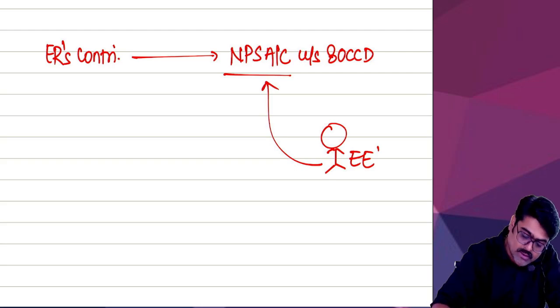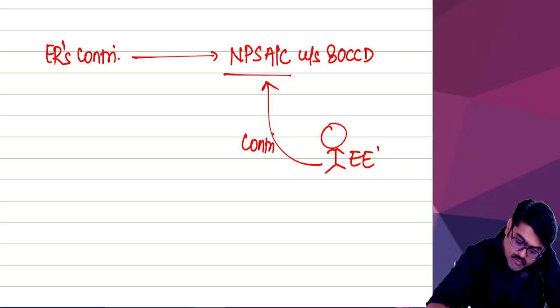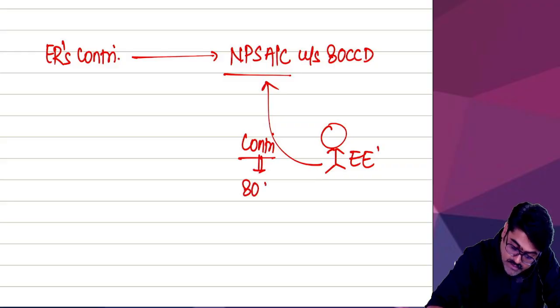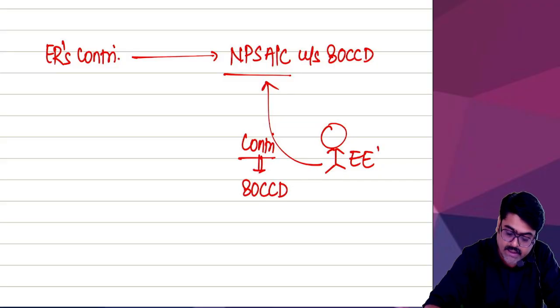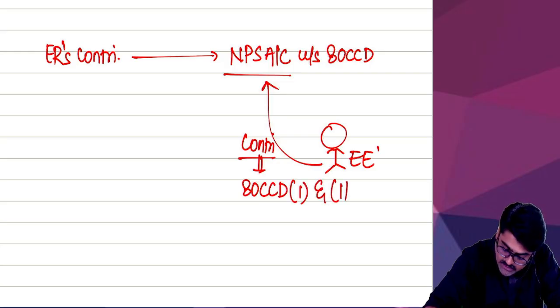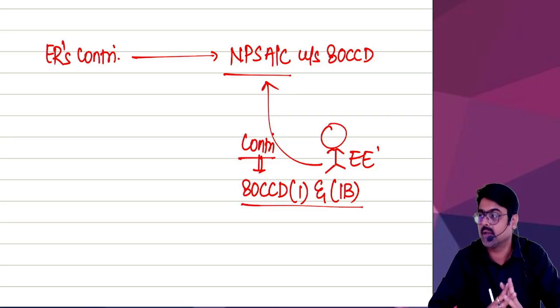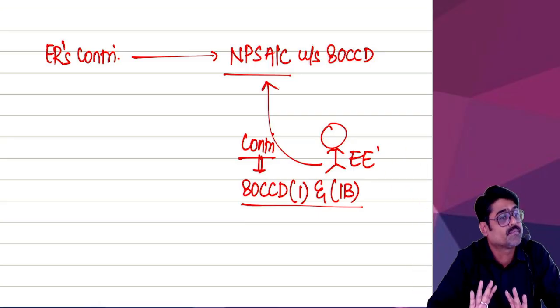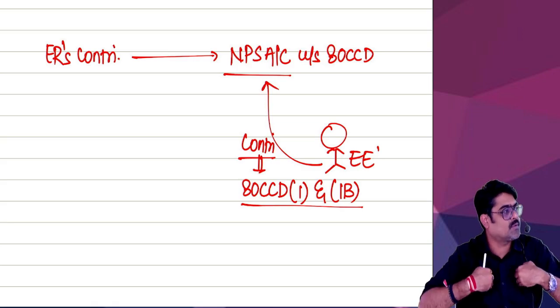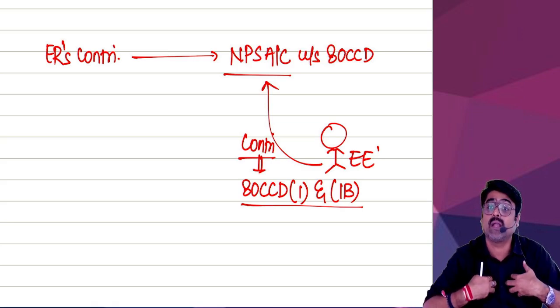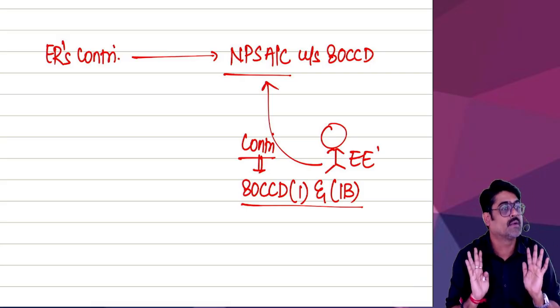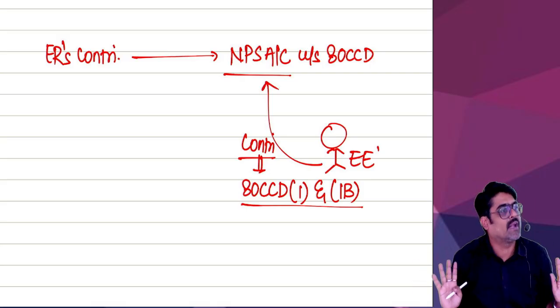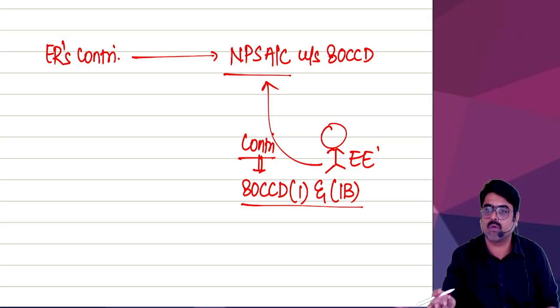But for this contribution made by the employee, the employee will get deduction under section 80 CCD, subsection 1 and 1B. Two deductions he will get. What is the quantum of that deduction? We are going to see that in 80 CCD. But first remember, whatever contribution the employee makes will be out of his taxable salary. For that, separate treatment under salary head is not required.